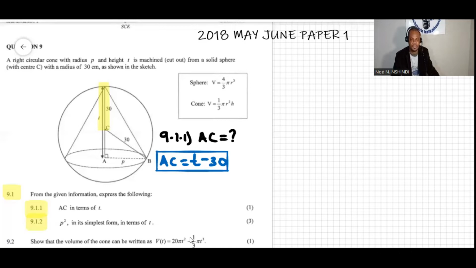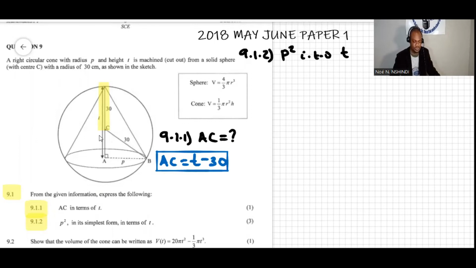It says to express p squared in its simplest form in terms of t, okay? So we're looking for p squared in terms of t. P is over here, the base of the triangle formed by ACB. Okay, we have this triangle here. It's a right angle triangle.